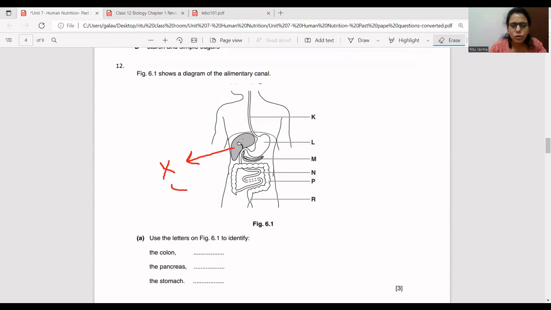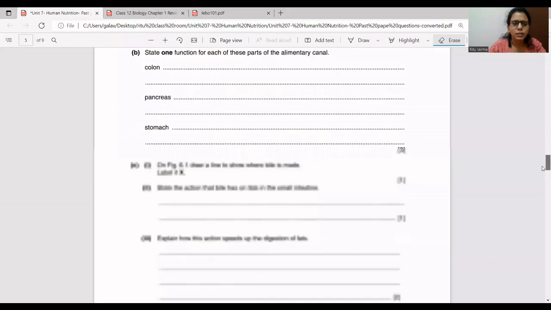Remember, you shouldn't label the gallbladder. If you label the gallbladder, you will not get marks. You should actually label the liver. Labeling the gallbladder will not give you any marks, because in the gallbladder bile is actually stored temporarily, but in the liver bile is prepared.